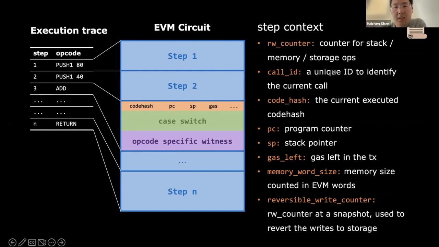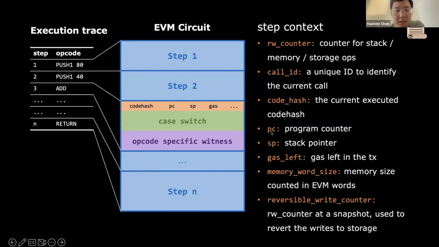And then second is call ID, which is also a unique ID to identify the current call. The reason we need this call ID is because inside one transaction, when you execute one smart contract, you can potentially call another smart contract. So inside one transaction you can potentially have multiple call IDs. This call ID helps us distinguish the stack and memory across multiple different calls inside one transaction execution trace. And the third is the code hash, basically the code hash of the bytecode of the currently executing smart contract.